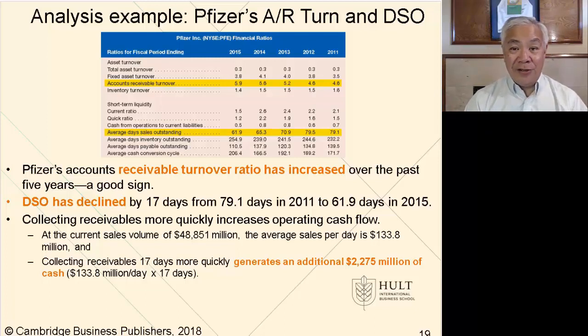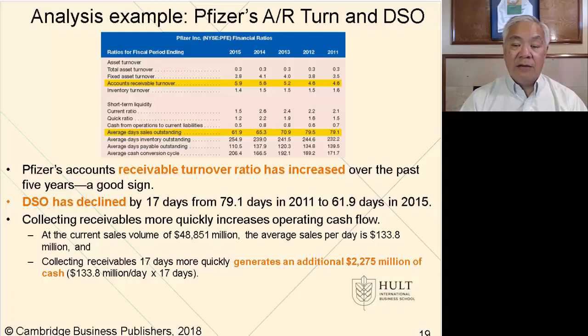Whoa, I get it. It used to take us 80 days to collect our receivables. Now it takes us a little over 60 days. That's a pretty big improvement. This is an example using historical analysis over a period of time, and I like 5 years. That's what I think is a prudent amount of time.